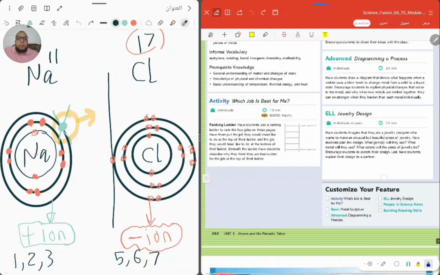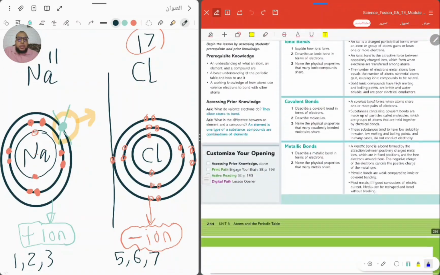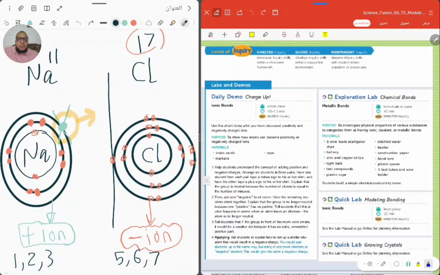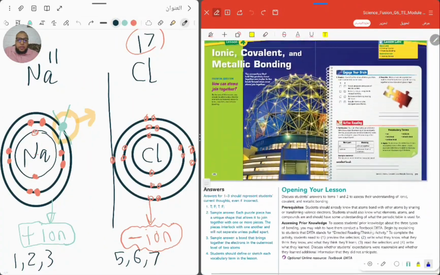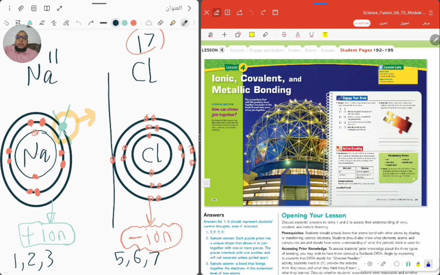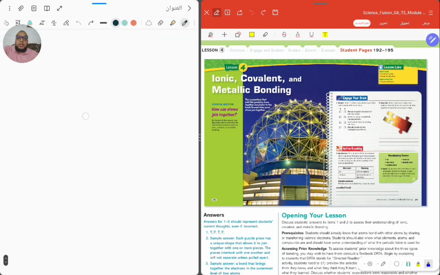Lesson 4 is the last lesson which we have. It speaks about the kinds of bond itself. The name of this lesson is ionic, covalent, and metallic bond. I will explain in a very easy way the meaning of ionic, covalent, and metallic bond. When I draw the atom, I will not draw all the levels. I will draw only the last level, so it will be easy.